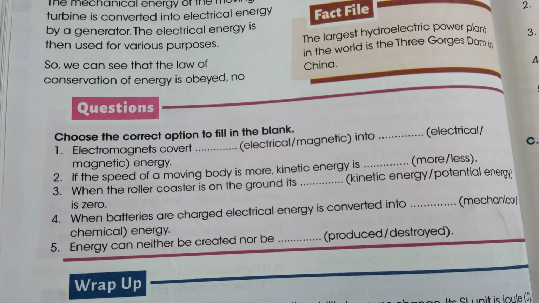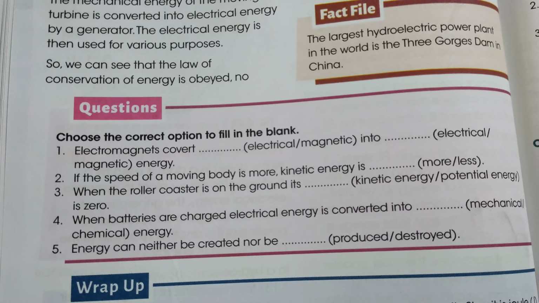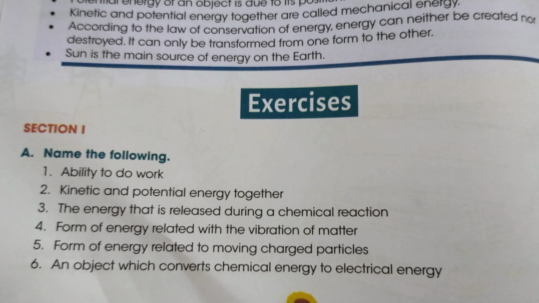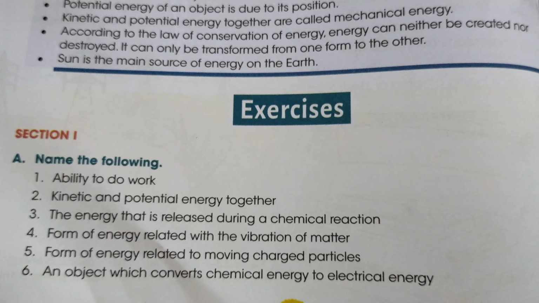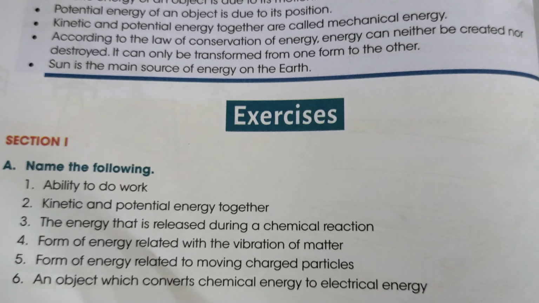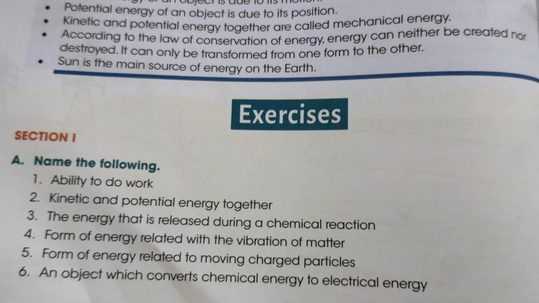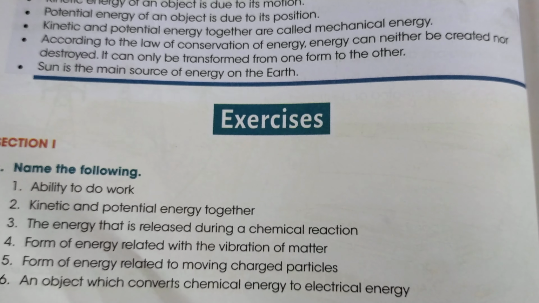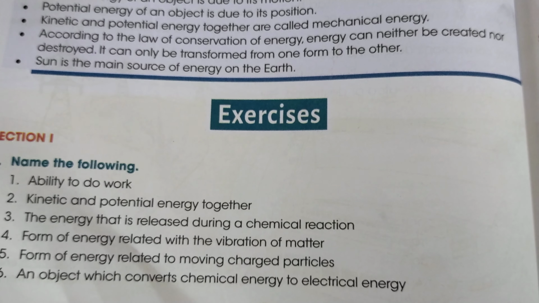Number 5, energy can neither be created nor be destroyed. That is according to the law of conservation of energy. Same here, name the following. Ability to do work, answer is energy. Point number 2, kinetic and potential energy together is called mechanical energy. Point number 3, the energy that is released during a chemical reaction, that is chemical energy. Number 4, form of energy related with the vibration of matter, that is sound energy. Form of energy related to moving charged particles, that is electrical energy. An object which converts chemical energy to electrical energy, you can consider to be a battery.